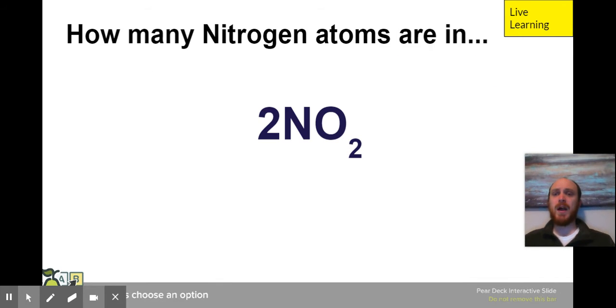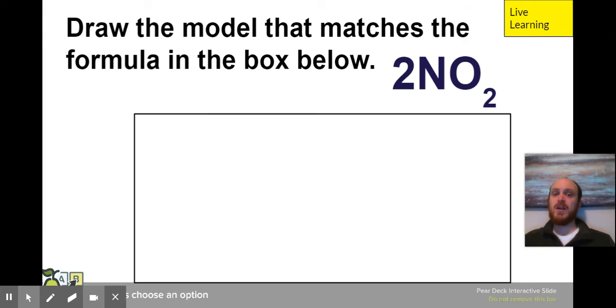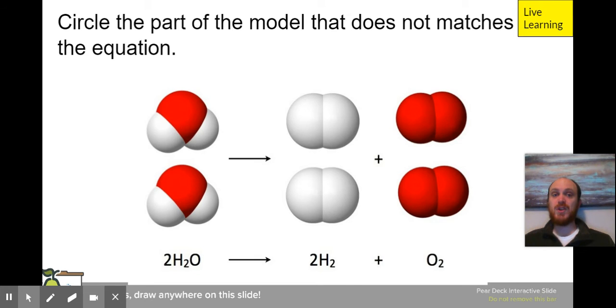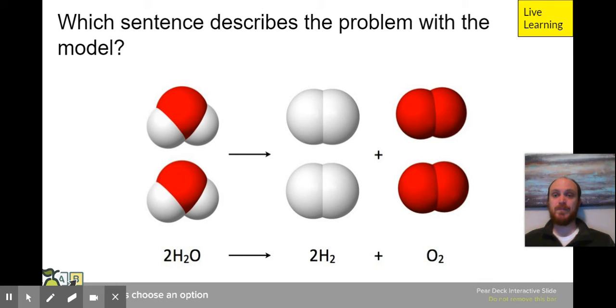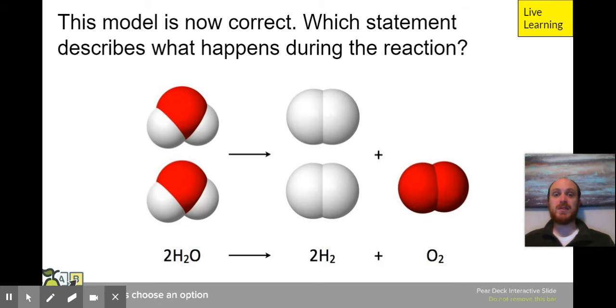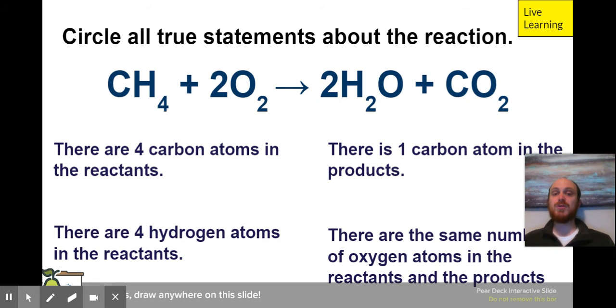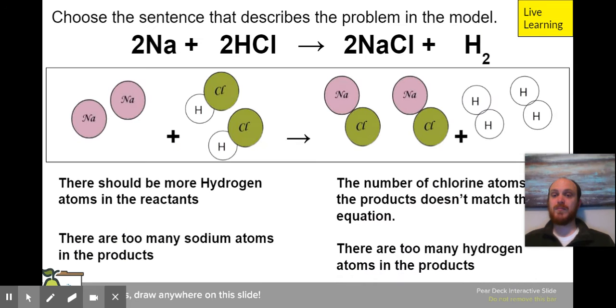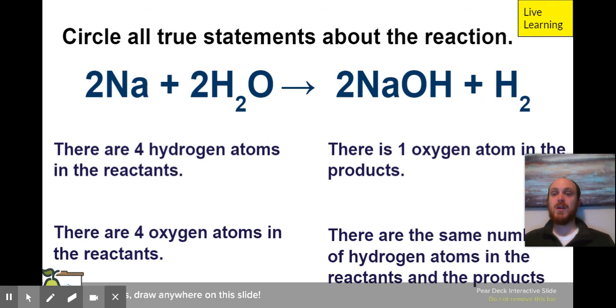Okay. So how many nitrogen atoms are in 2NO2? Then draw for me 2NO2. Circle the part of the model that does not match the equation. There's a typo there, I'll fix it. Which sentence describes the problem with the model? This model is now correct. Which statement describes what happens during the reaction? Circle all true statements about the reaction. Choose the sentence that describes the problem in the model. Circle all true statements about the reaction.